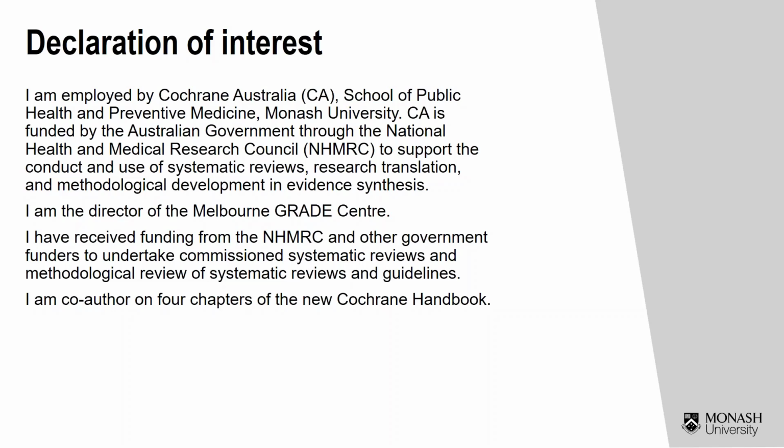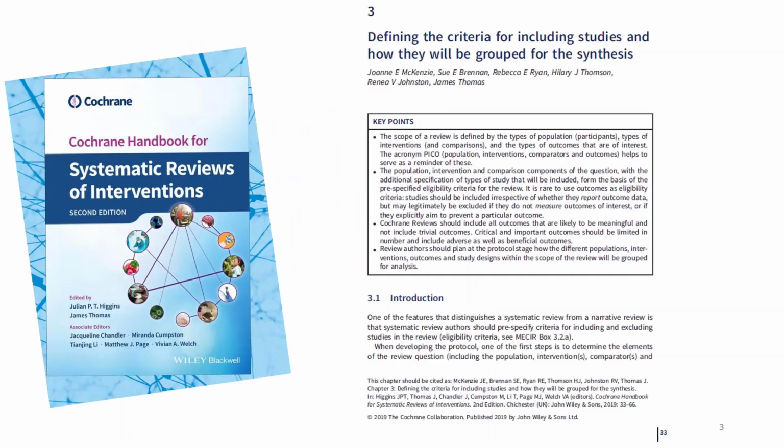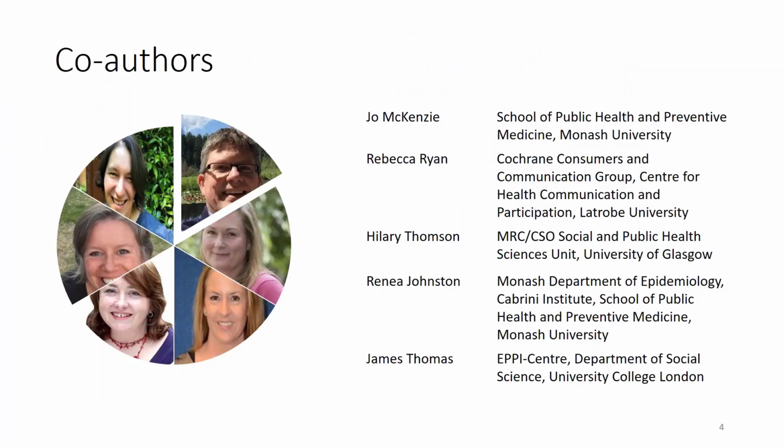The concept of PICO for synthesis is first introduced in chapter 2 of the handbook, but we have some much more detailed guidance about how to think about a PICO for synthesis in chapter 3, and that's going to be the focus of what I'll talk about. I'd like to acknowledge my co-authors on this chapter, Jo Mackenzie, who led the chapter, Rebecca Ryan, Hilary Thompson and Renee Johnson, who each brought really important perspectives from their editorial roles. And James Thomas, who had the unenviable job of knitting together the new material we'd written about PICO for synthesis with the updated guidance on eligibility criteria.